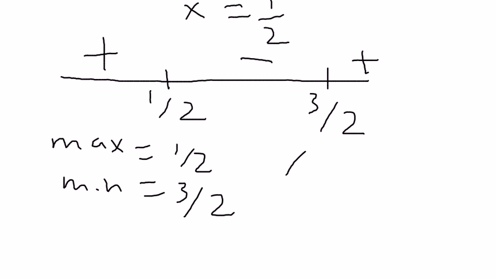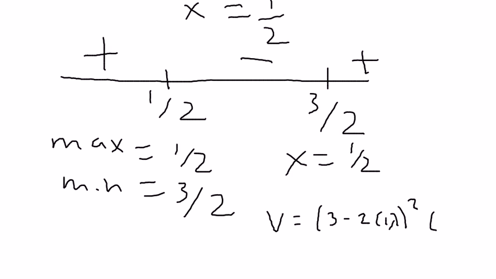So the way we find out what this volume is is by plugging x into the original equation. So let's do that. Okay, so let's plug it in. 3 minus 2 times half is 1. So what we do, because the original equation is V equals (3 minus 2x) squared times x, now we can plug in the 1 times 1 half.